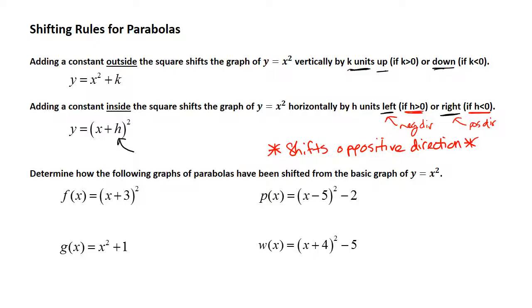All right, so a couple of examples here. Let's say we have these four equations for the functions f, g, p, and w. Based on the equation, let's think about how the graph has been shifted. Starting with f, notice that the constant is added on the inside here. 3 is added on the inside of the square. So that's a left or right shift. It's a plus 3. So remember, plus 3 would be the opposite direction, so you would shift left in the negative direction.